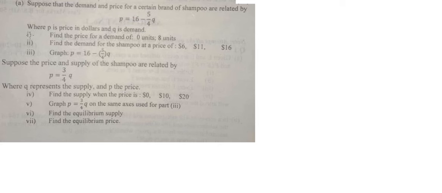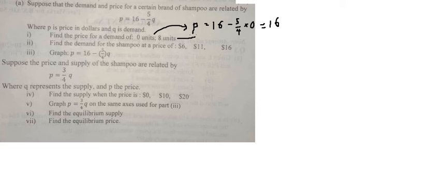Question number 1. Find the price of a demand of 0 units, 8 units. So for 0 units, we have P is equal to 16 minus 5 over 4 multiplied by the number 0 from the given number in here. You get 16.